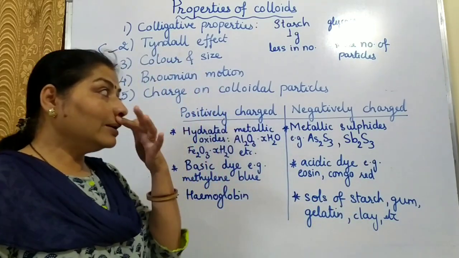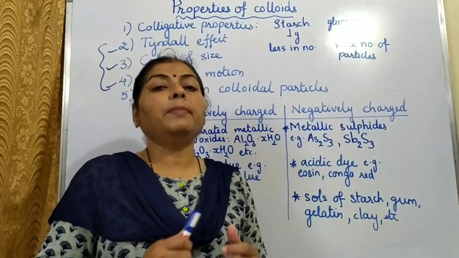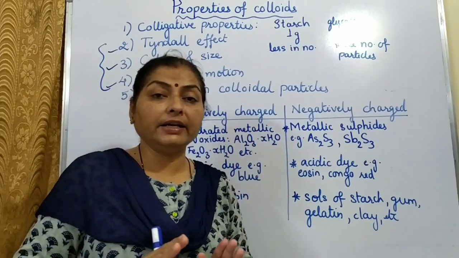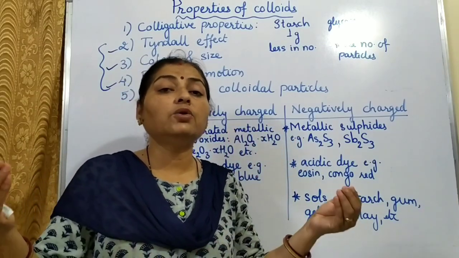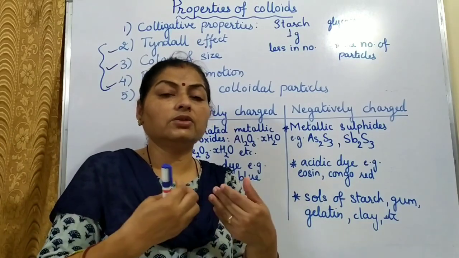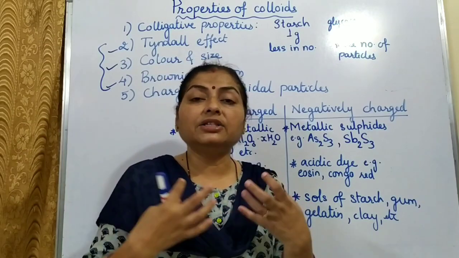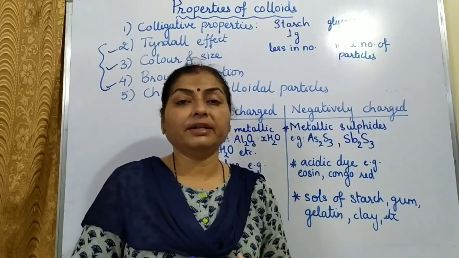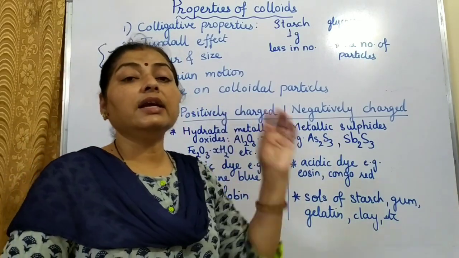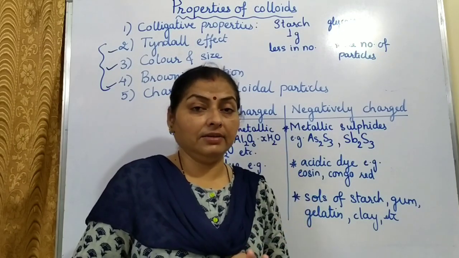Okay. Now, why is this charge on the colloidal particles very important? Because of the same type of charge on all the colloidal particles, they don't come close to each other. As they don't come close to each other, they do not form larger aggregates or larger particles, and they do not get precipitated. So the charge on the colloidal particles is a very important factor for their stability.